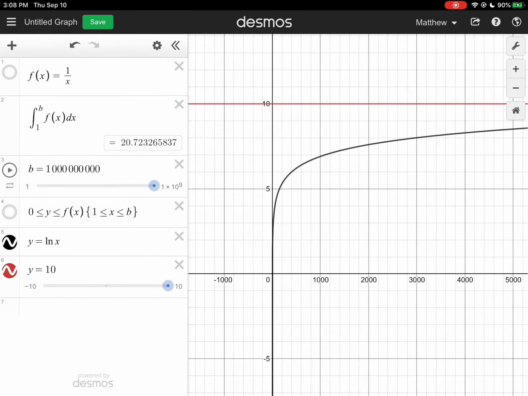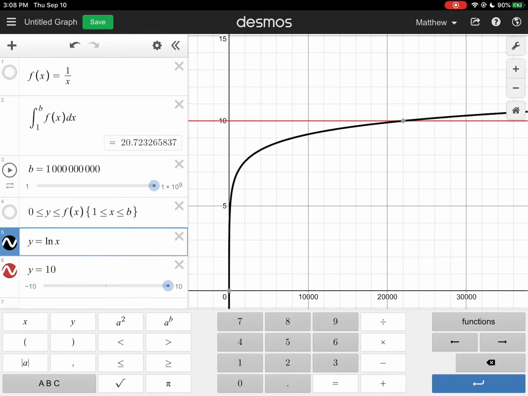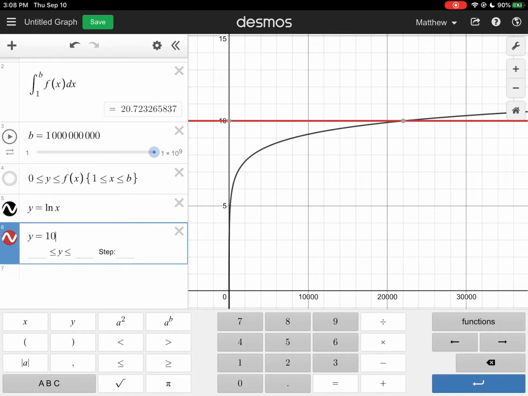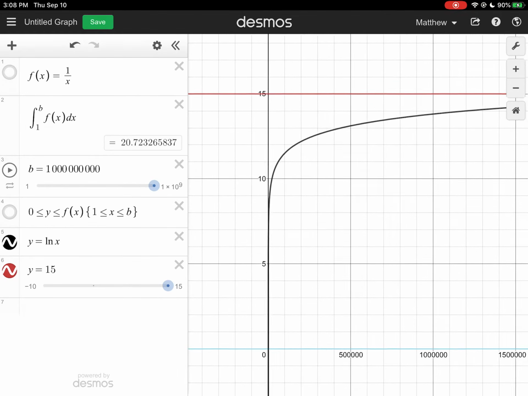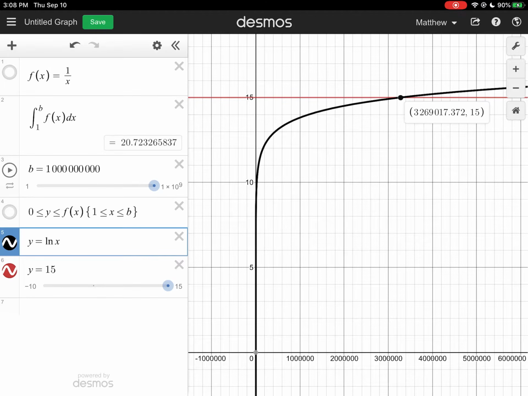So if I go far enough out to the right, notice what happens. It certainly does pass 10. Now we had to go out to 22,000 for the x-coordinate just to pass that y-coordinate of 10. So you might say, well, maybe 15. But if I go out far enough, you're going to see the same thing happen again. We're eventually going to pass 15 as well.